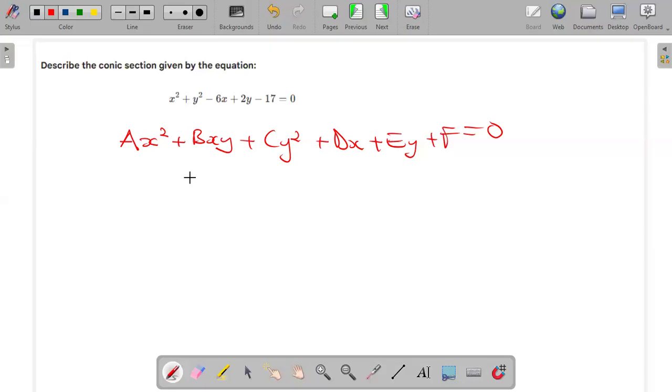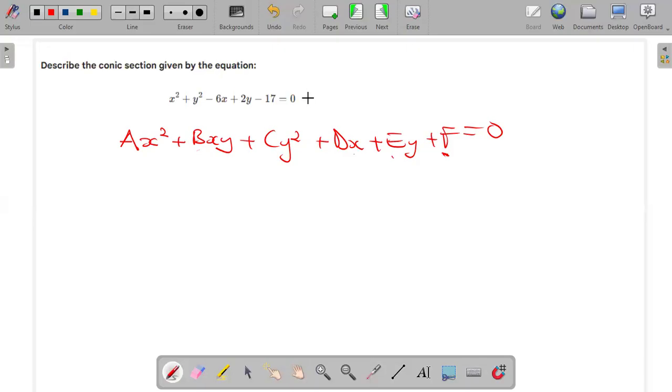Whatever equation we have is going to be obtained from this. As you can see, we have x to the degree 2 and y to the degree 2. Here our b is just 0, so 0xy, of course. Then your d is 6, your e is 2, and the constant f is negative 17, equal to 0.